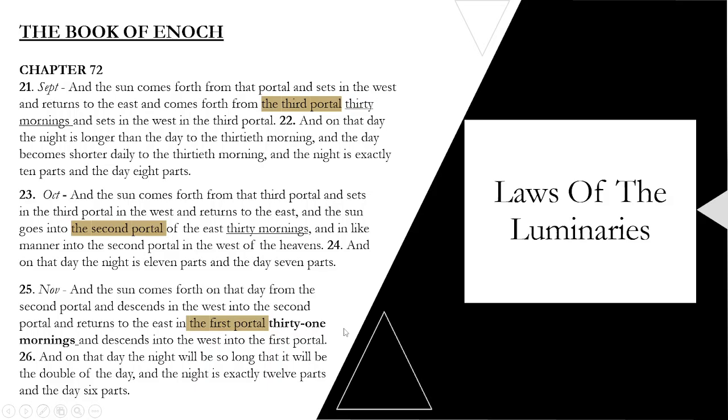Now we're in November. And the sun comes forth on that day from the second portal and descends in the west into the second portal and returns to the east in the first portal, 31 mornings, and descends into the west into the first portal. And on that day the night will be so long that it will be the double of the day. And the night is exactly 12 parts and the day is 6 parts.